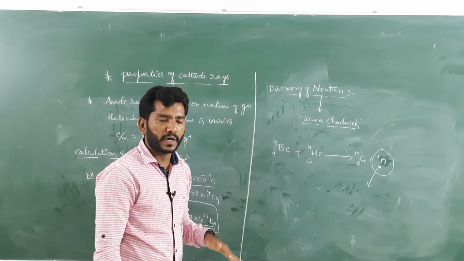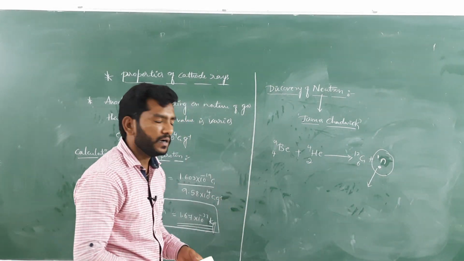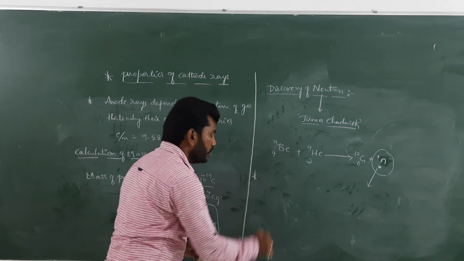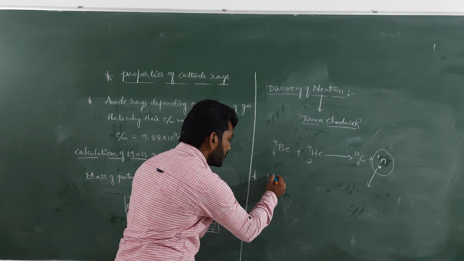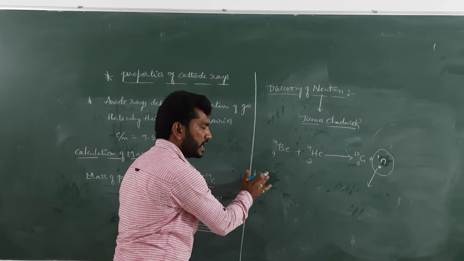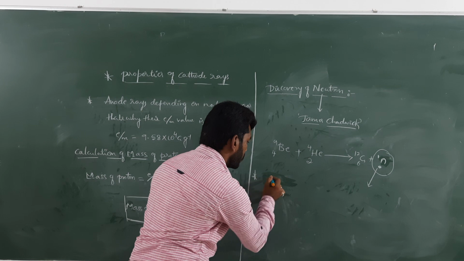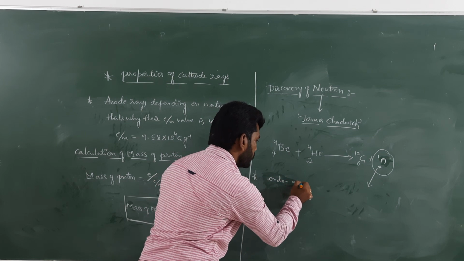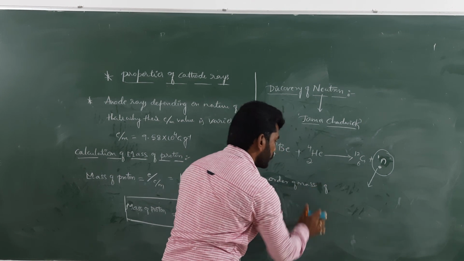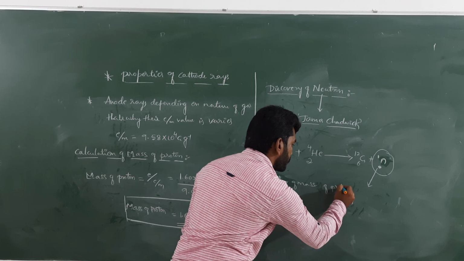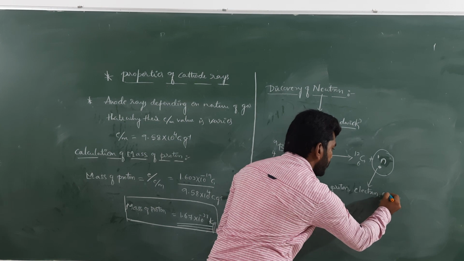Very simple concept, guys. By studying all those particles, ultimately we have an important note here, that is some order of their masses and the order of their E/m values. Suppose you consider proton, neutron and electron, how would be the order of their masses? Order of mass of proton, electron and neutron.